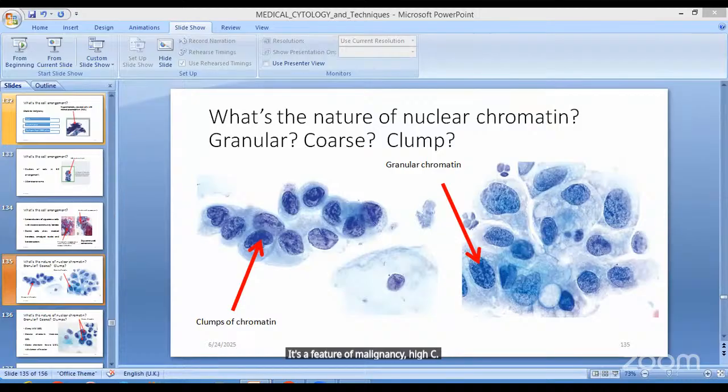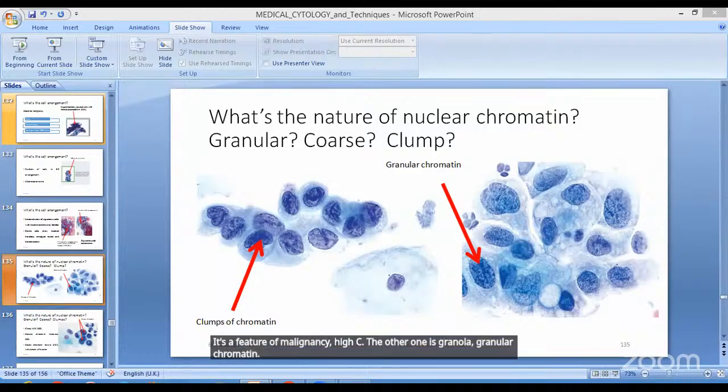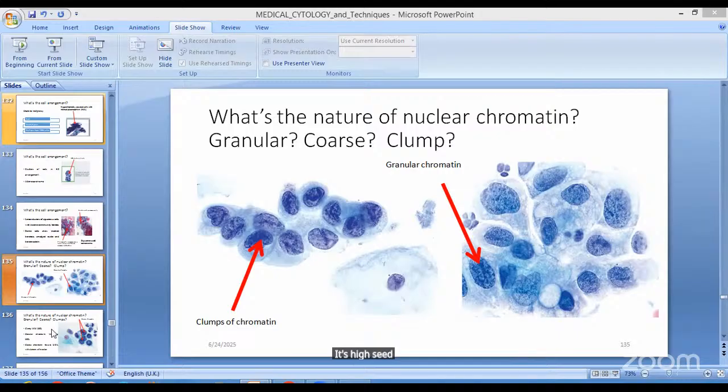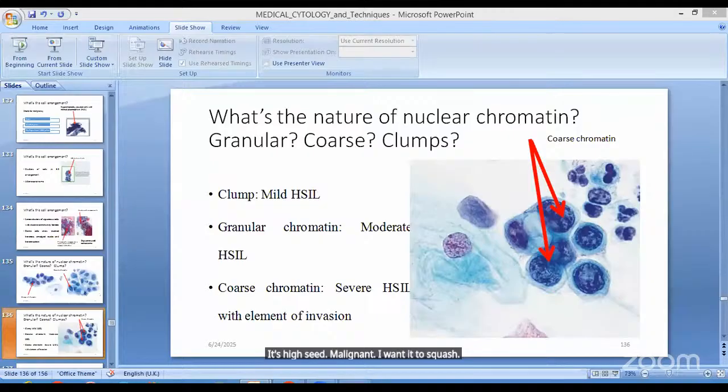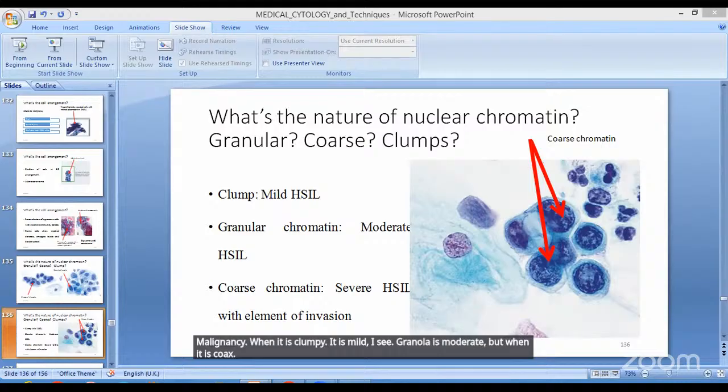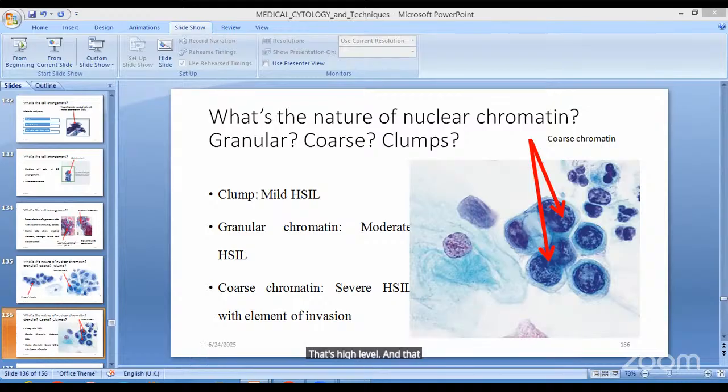The other one is granular chromatin. It is HSIL, malignant. And when it is coarse, you can see deeply granular, coarse chromatin. It's showing different levels of malignancy. When it is clumpy, it is mild HSIL. Granular is moderate. But when it is coarse, that's a high level, and it could be that the tumor has already invaded other adjoining organs. Could have features of invasion.